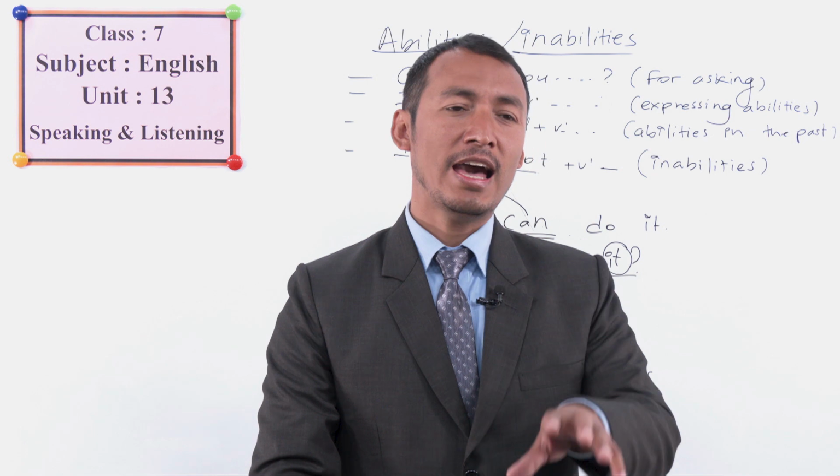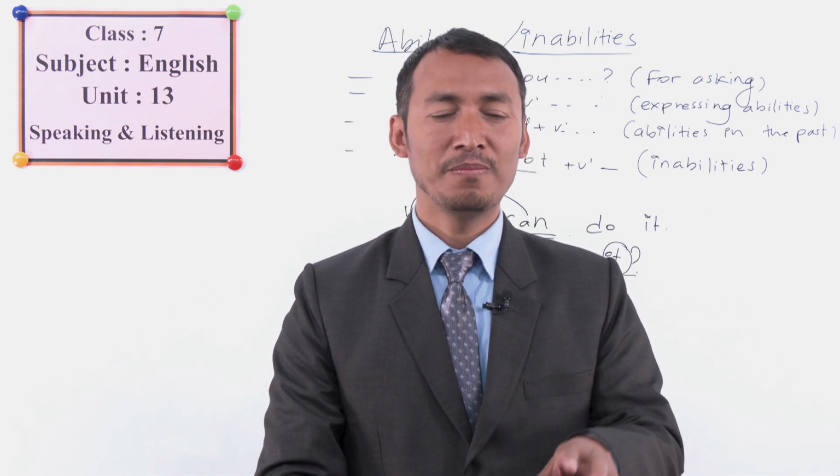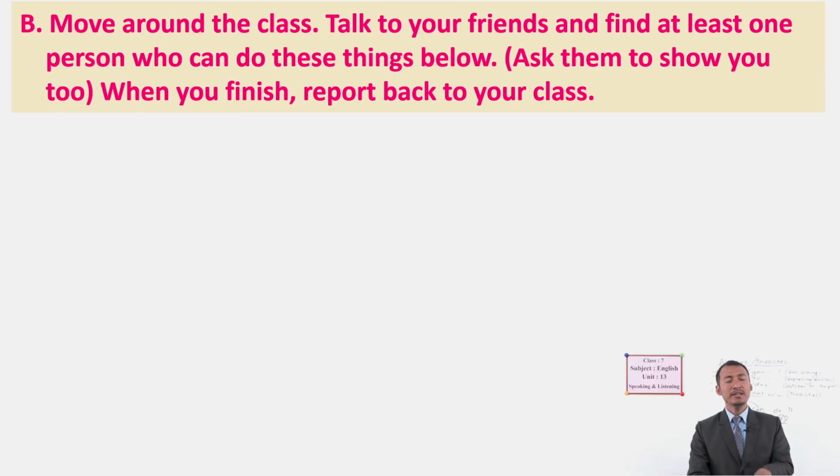Okay, so we have here speaking exercises from B. How can you do these exercises? I will explain it to you. Move around the class. Talk to your friends and find at least one person who can do these things below. Who can do these things below? I'll give you the list of things later. Ask them to show you too. When you finish, report back to your class.